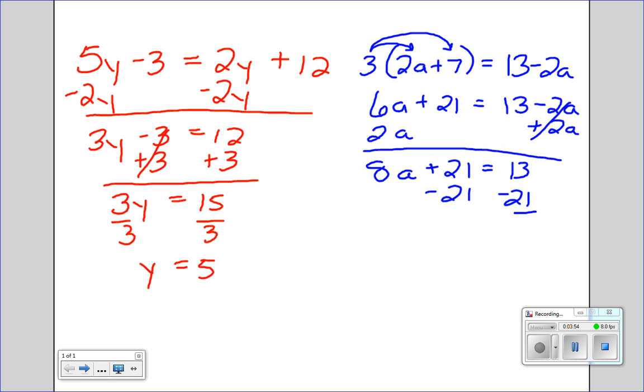Take away 21 from both sides. And get 8a equals, get your calculators out. That should be negative 8. Divide both sides. I probably shouldn't have said that. You don't want to use your calculators unless you absolutely have to. So hopefully y'all know that you're going to subtract these, because positive 13 and negative 21 is going to give you a negative 8.